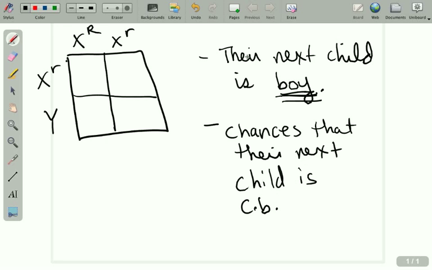All right, so these are two different questions. So with this one, I'm telling you, hey, their next kid is definitely a boy. What are the chances that the boy is colorblind? So let's do it. So here we go. We've got a normal girl.